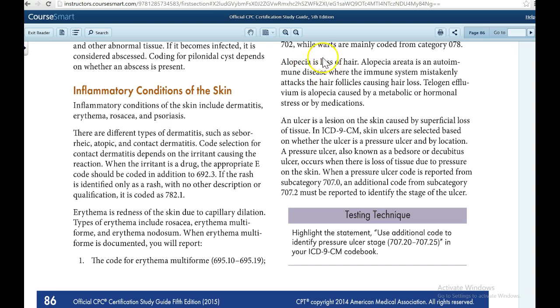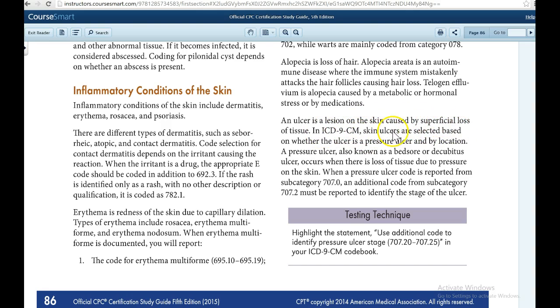Alopecia is hair loss. Alopecia is an autoimmune disease where the immune system mistakenly attacks hair follicles, causing hair loss. Telogen effluvium is alopecia caused by metabolic or hormonal stress or by medications. Now, an ulcer is a lesion on the skin caused by a superficial loss of tissue.